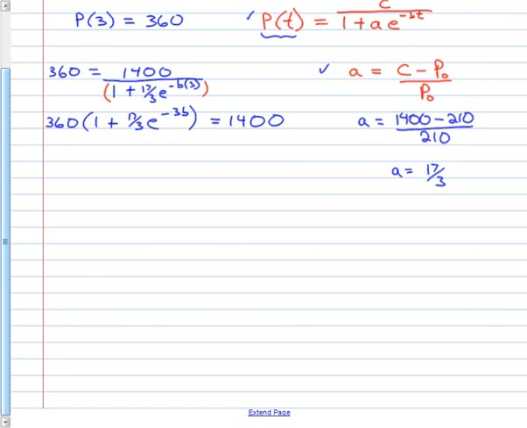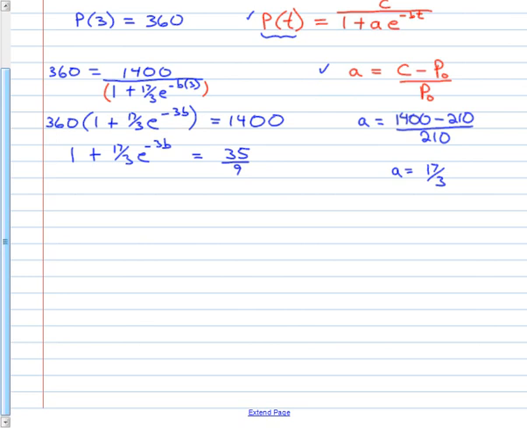I'm going to divide by 360. 1 plus 17/3 e to the negative 3b equals 1400 over 360. I'm going to reduce that. It's going to go down to 35/9. Again, I'm trying to avoid decimals which are rounded because that's going to influence my answer. I'm going to get rounding error if I'm not careful.